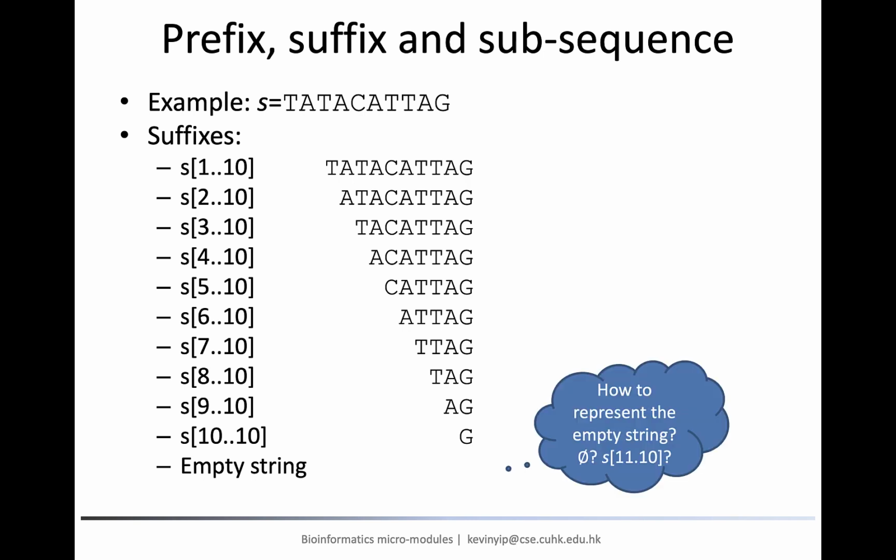Some people use a special symbol to represent it, while some others use a starting index 1 larger than the ending index to represent it, which in our case is S[11..10]. This is somewhat counterintuitive because naturally you would expect the starting index of a subsequence to be always smaller than or equal to the ending index.